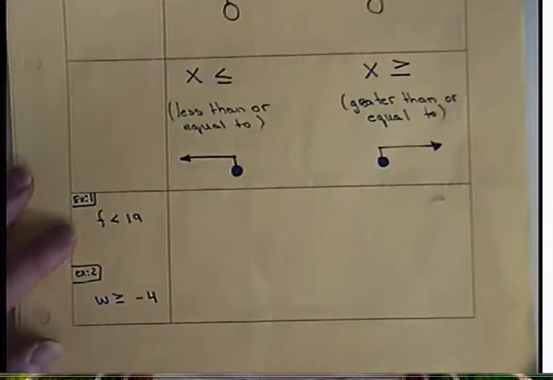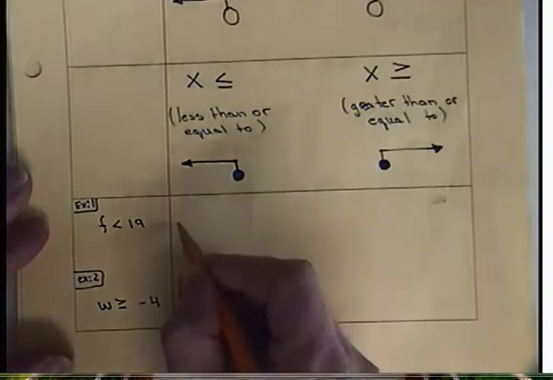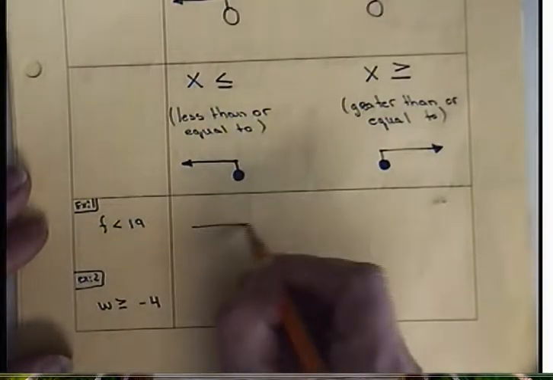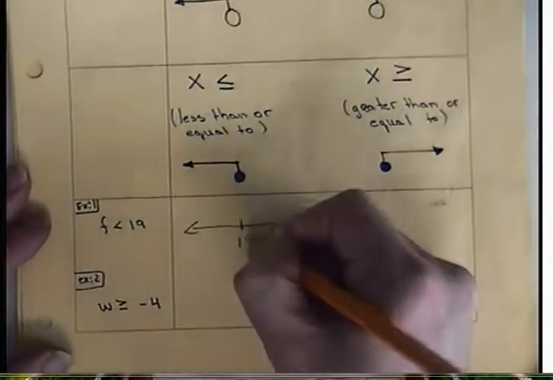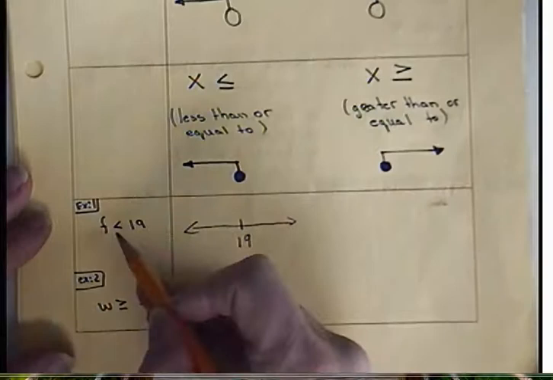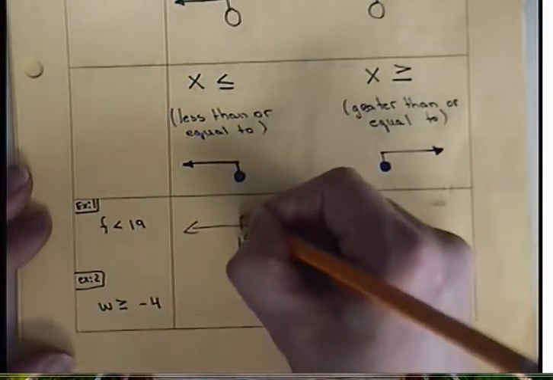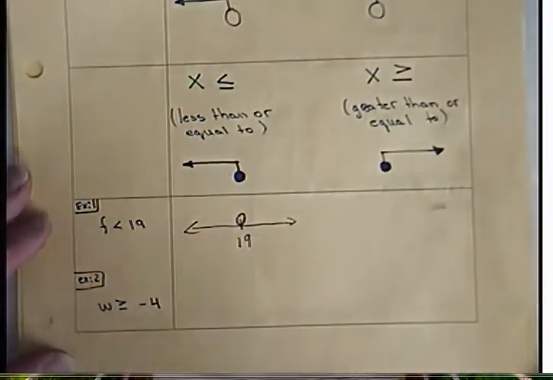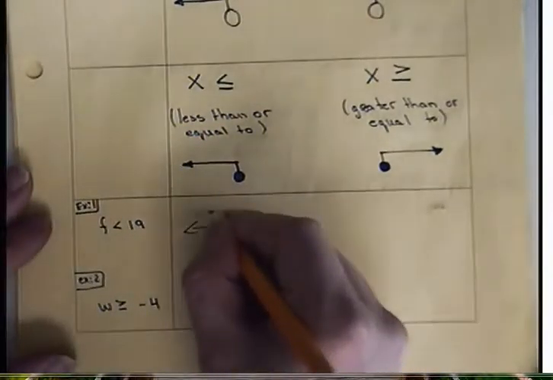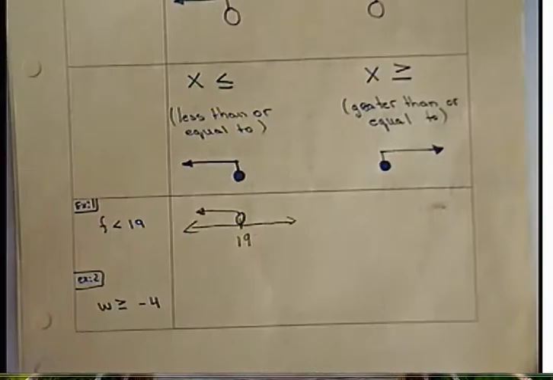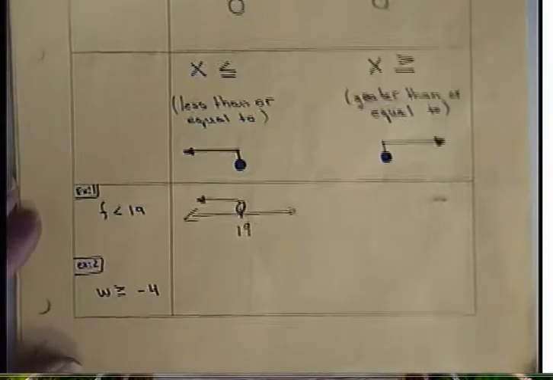Now, example 1. If I have f less than 19, how do I graph this inequality? You can just draw a line and put the number 19 somewhere in the middle. There is no equal sign, which means at 19 we have an open circle. All values for f are less than, so all numbers less than 19 will be to the left. And you're done with your graph.